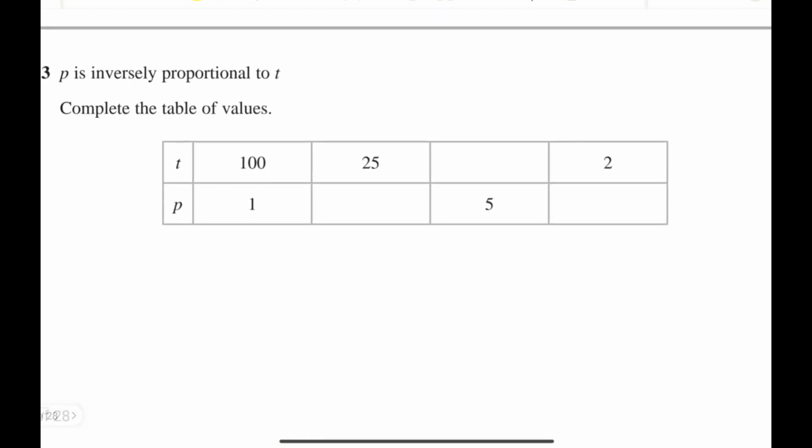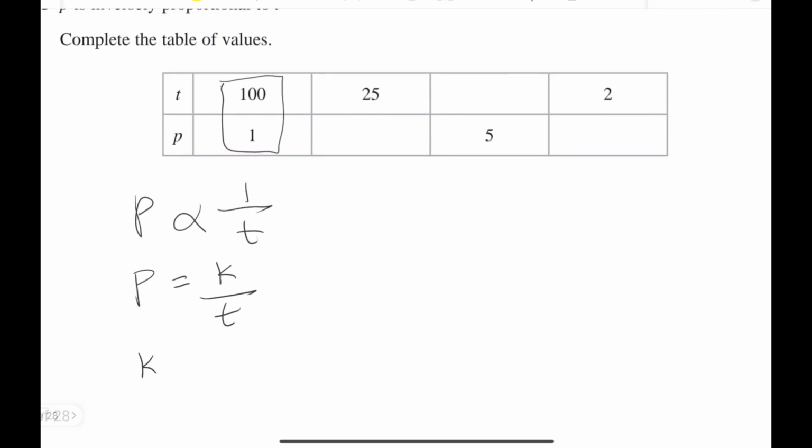Question 13. P is inversely proportional to T. So what does that mean? First of all, we need to find the constant of proportionality, and the good thing is we have one complete set. P is inversely proportional means P is proportional to 1 over T. To introduce the constant, P equals the constant over T, and that means the constant is P multiplied by T.